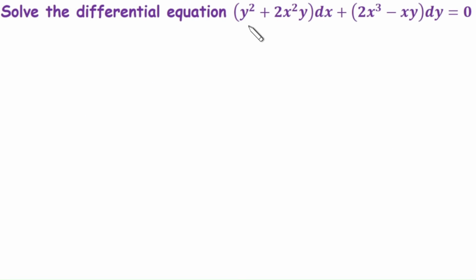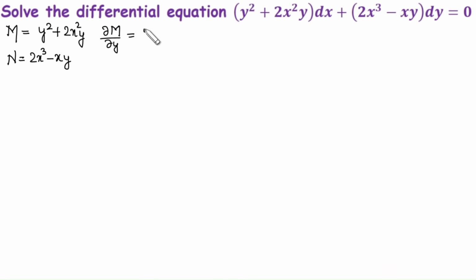Now with the help of this example, we will learn how to apply rule number 5. Before that, first check whether this differential equation is exact or not. So the very first step, extract the value of M, that is y squared plus 2x squared y, and the value of N is equal to 2x cubed minus xy. Now calculate the partial derivative of M with respect to y, that is equal to 2y plus 2x squared, and the partial derivative of N with respect to x, this is equal to 8x squared minus y.